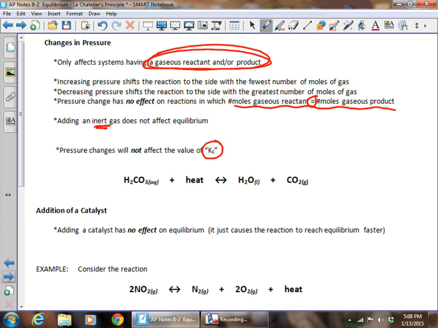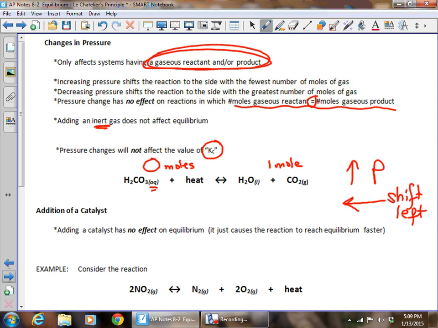So we look at this system, and let's say that we increase the pressure on it. The first thing we need to know is what we have in terms of gases on each side. There are no gases on the left-hand side, so there are 0 moles of gas there. On the right-hand side, we have 1 mole of gas. So we have more moles of gaseous product than reactant. Increasing the pressure is going to shift it away from the large number of moles of gas, towards the least number of moles of gas. So it's going to shift left if we increase pressure.